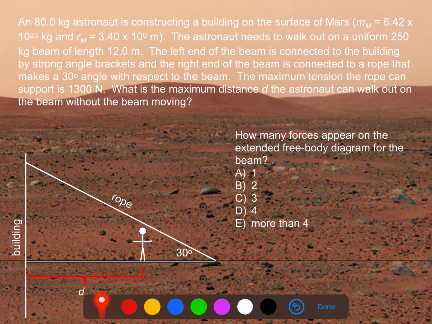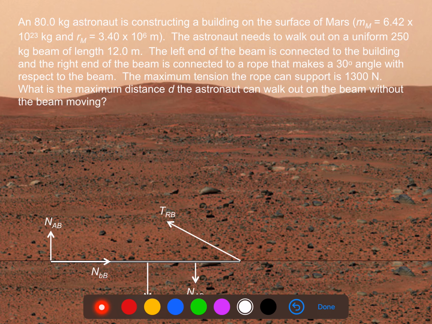So we want to ask ourselves how many forces are involved here. Well, we've got some forces from the building pressing onto the beam. We've also got a weight force, we've got a normal force, we've got a tension force. When we think about all of the forces involved here, we're going to conclude that there are actually more than 4 forces. So let's take a look at the extended free body diagram to see what those forces are.